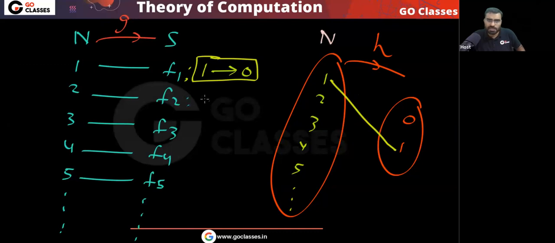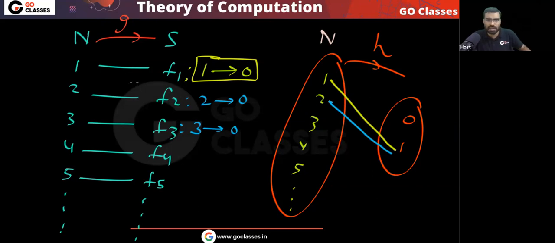For example, in this f2, let's assume 2 was mapping to 0. Then in this h, 2 will map to 1. In this f3, let's assume 3 was mapping to 0. Then in this h what will happen?